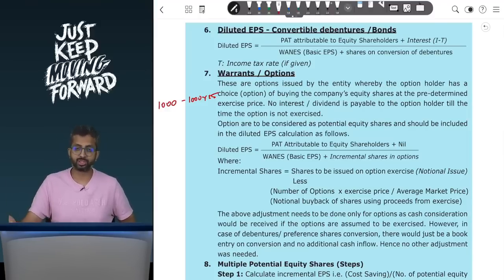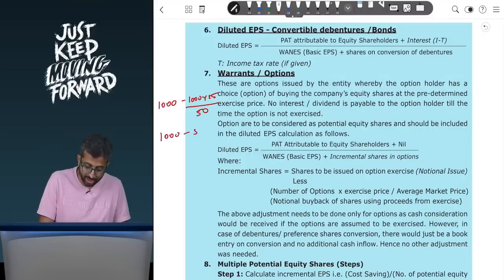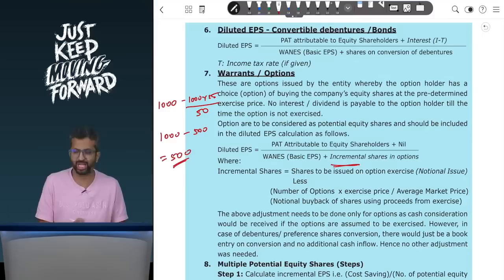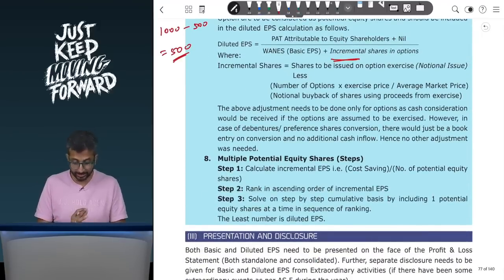If the options convert at the start of the year, I will issue 1000 shares, but at the same time, I will get 25,000 in my account. What will I do with that? Well, I will use that to buy back my own equity shares, is what the standard says. But if I go to buy back my equity shares, I will have to buy back at the market price. Let's say the average market price is 50, in which case 1000 into 25 divided by 50 comes to 500. So I will issue 1000 shares, get some money, use that to buy back 500 equity shares, and only 500 incremental shares will remain, and those 500 incremental shares will be taken in the denominator in case of an options or warrants question. It's a slightly technical working.